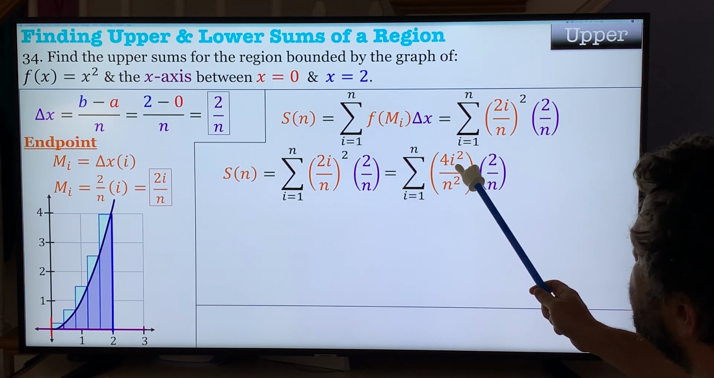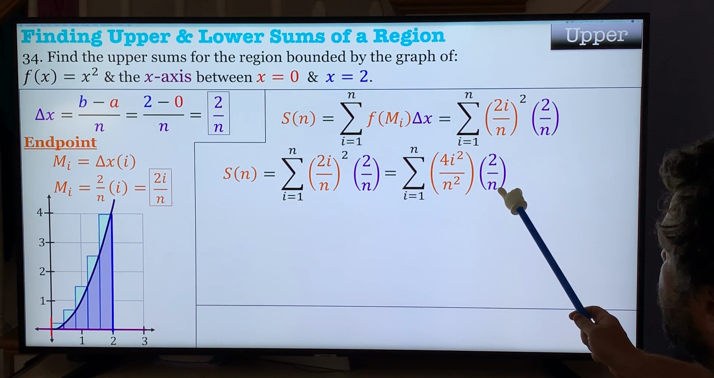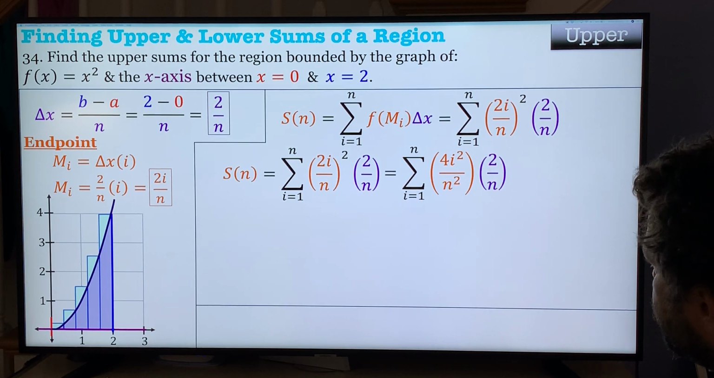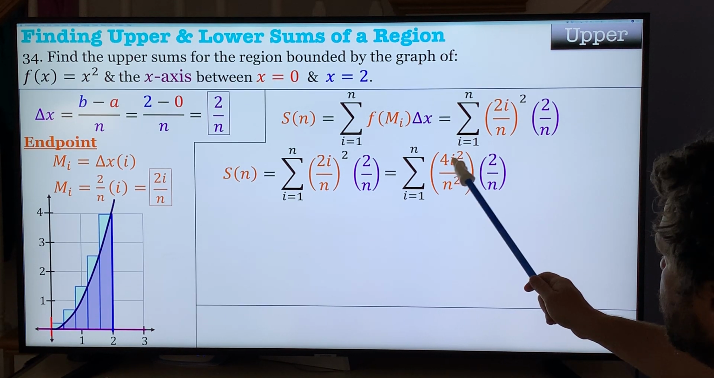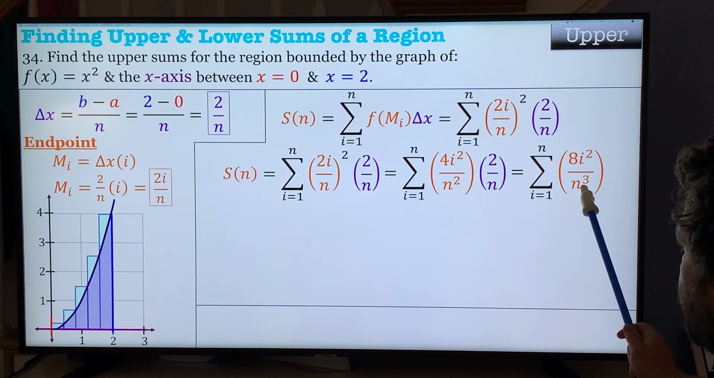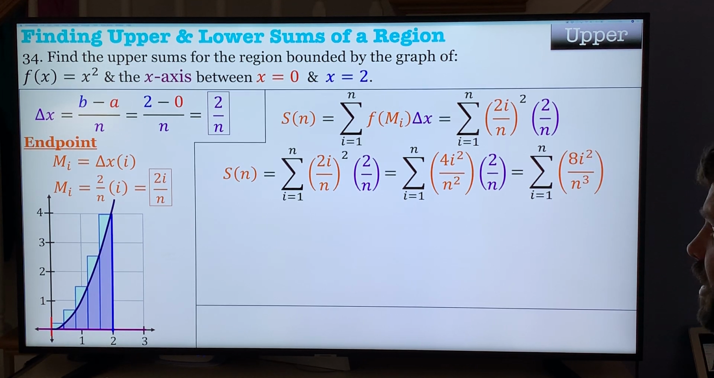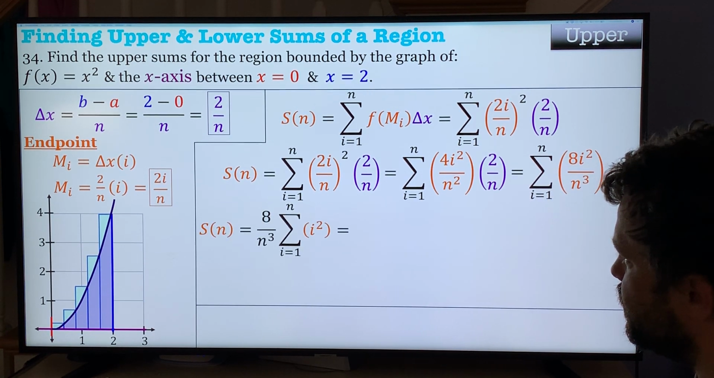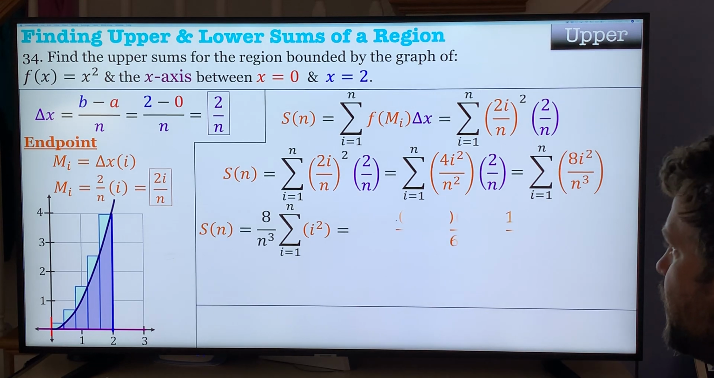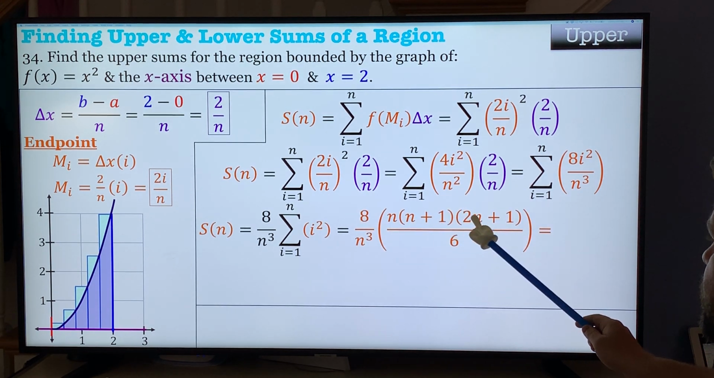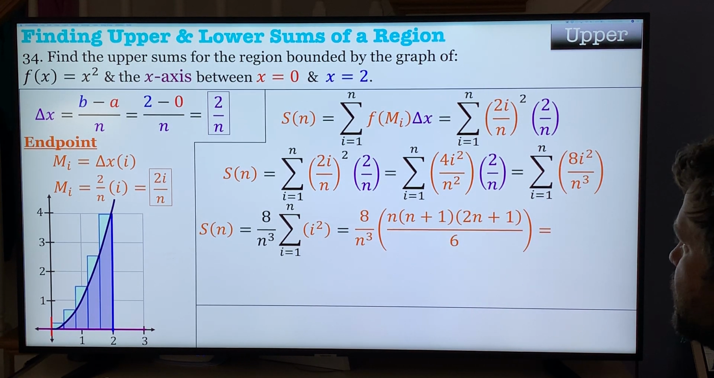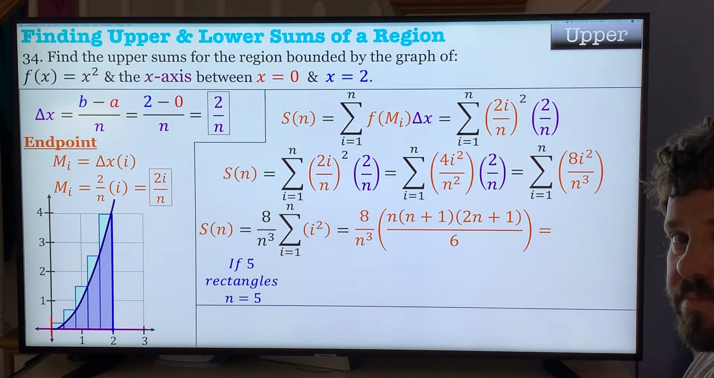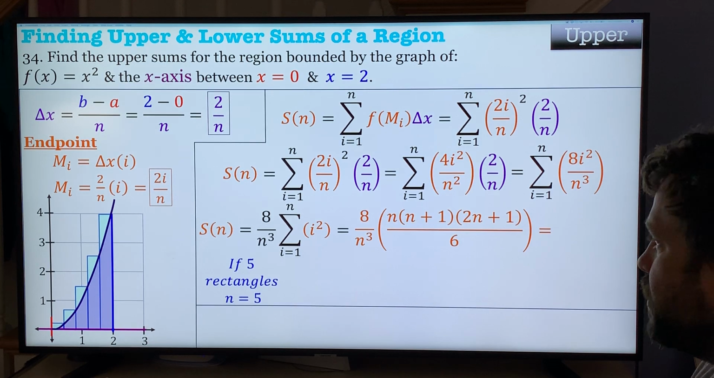4i squared over n squared times 2 over n, right? 2 times 4 is 8i squared over n cubed. Got it? Pull out the 8, pull out the n cubed out front. Summation of i squared is n plus 1, 2n plus 1 over 6. If there's 5 rectangles, so this is your answer right here. What do we do?